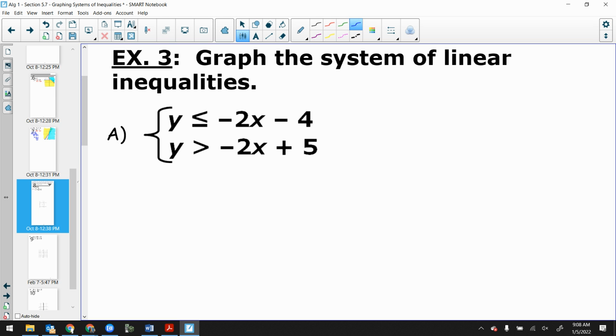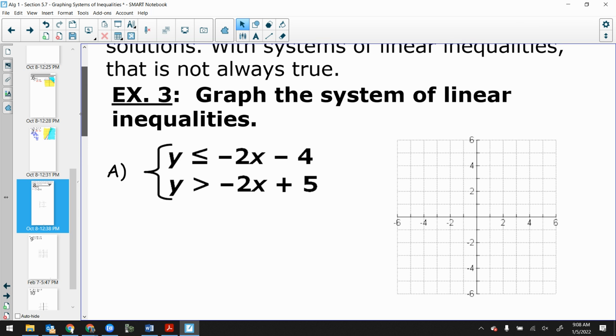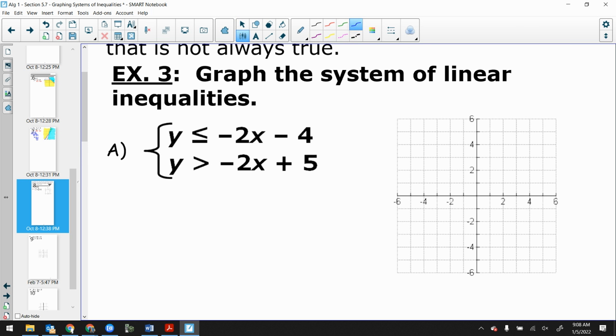Well, they're both already set up in y equals form, so I'm just going to go ahead and start graphing. My blue line here, my y-intercept is -4. Sorry, I said 4, that's a -4. My slope is -2. Down to the right 1, or up to the left 1 as well. That's a slope of -2.